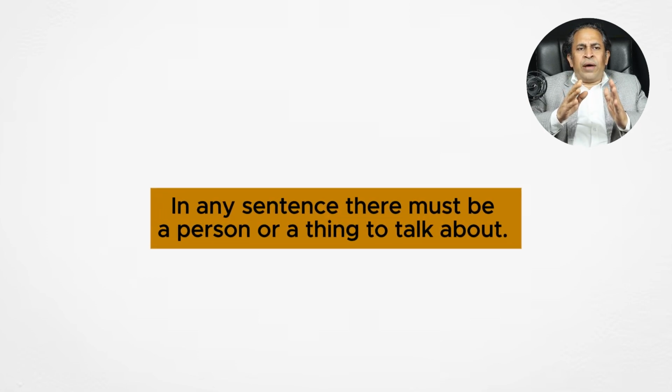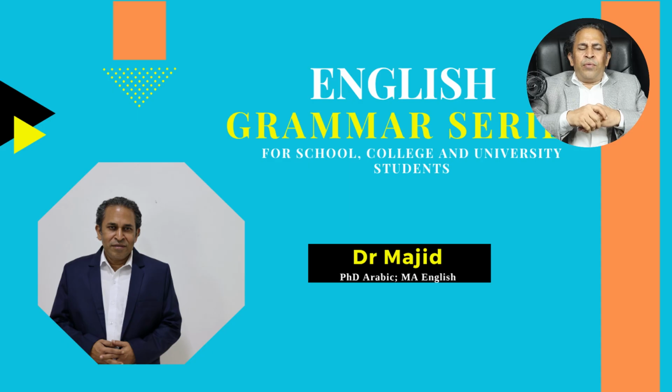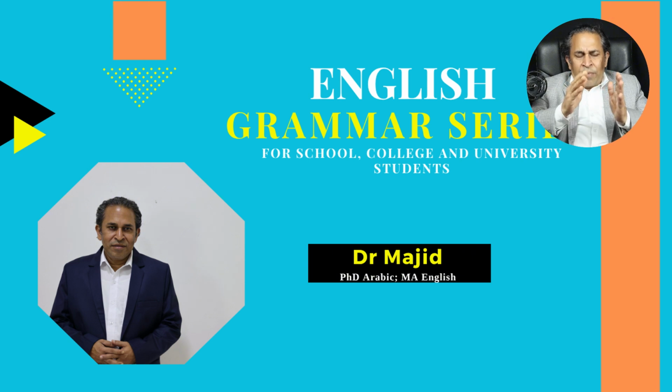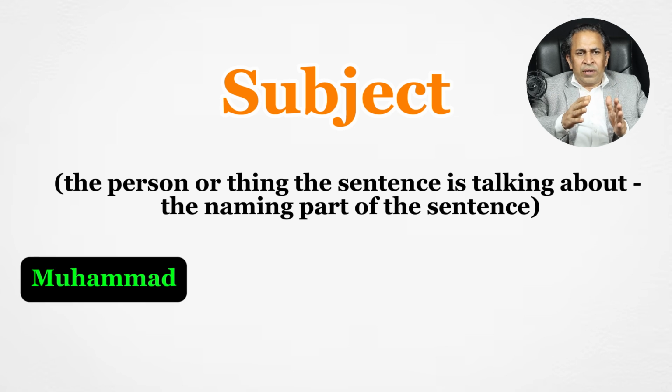So we must remember that in any sentence you should have a person or thing to talk about. In the first sentence that was Muhammad. In the second sentence that was Fatima. In the third sentence that was Dubai. Now we are saying something about them: he is a good boy, she is an intelligent girl, it is a safe city. So the first component, Muhammad, is the naming part. This is called the subject of the sentence.